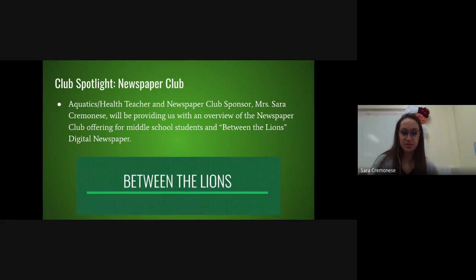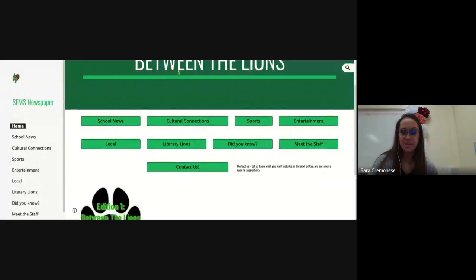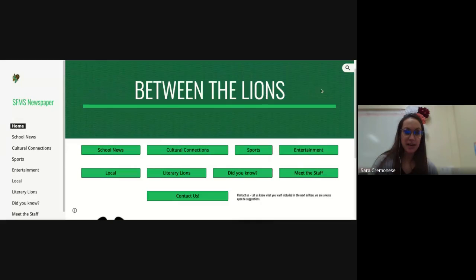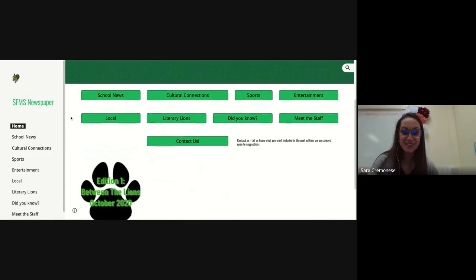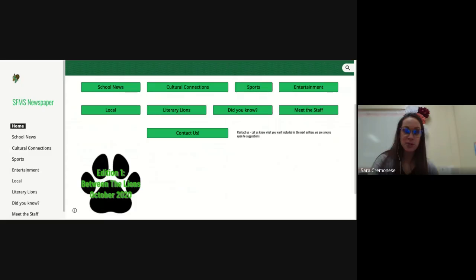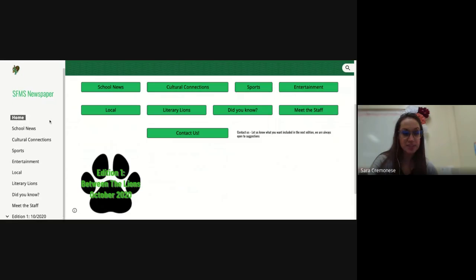That way you can see what we have. So on here, we have all of the different categories or the topics that classify all of the areas. But also what I wanted to point out is the Contact Us button. It worked out really well after the first edition. I asked people if they had any ideas or what they wanted to read about or see included in the yearbook.